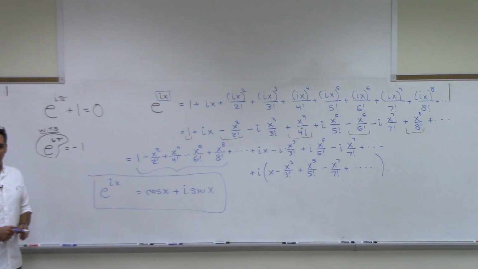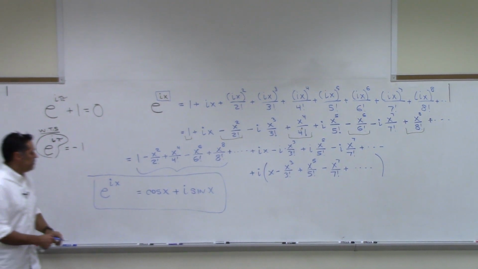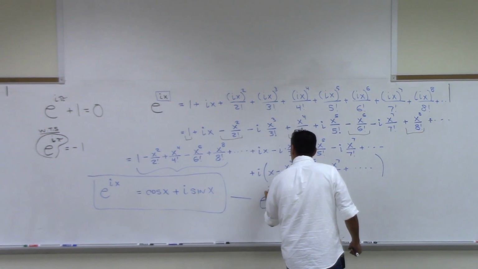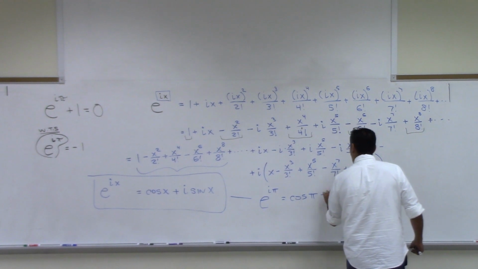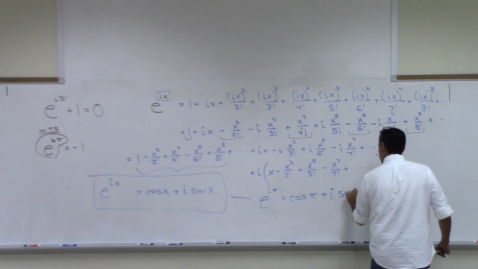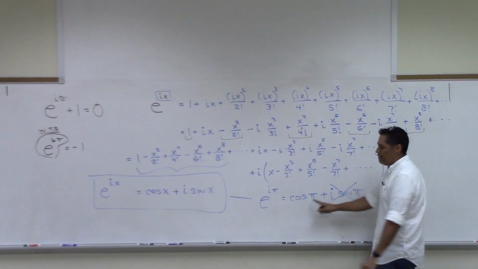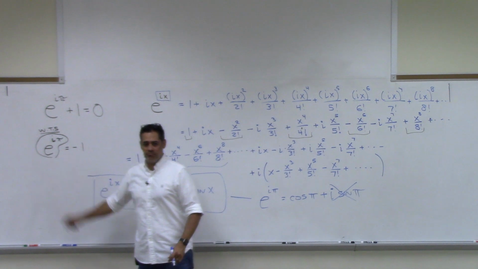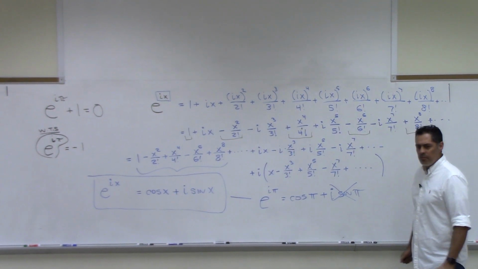Now, what am I trying to show you? What's e to the i pi? So now plug in pi for x. So e to the i pi will be equal to cosine pi plus i times sine of pi. Sine of pi is 0, and cosine of pi is -1. There you go. So it's done. Pretty cool, huh?